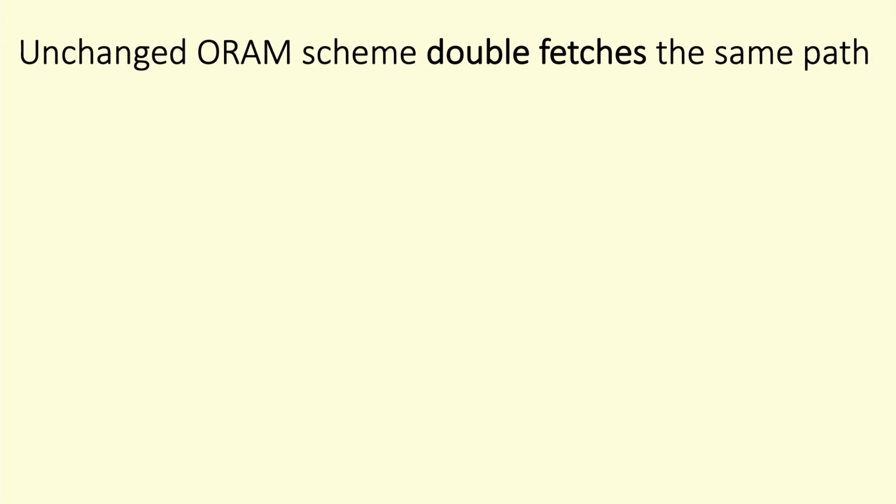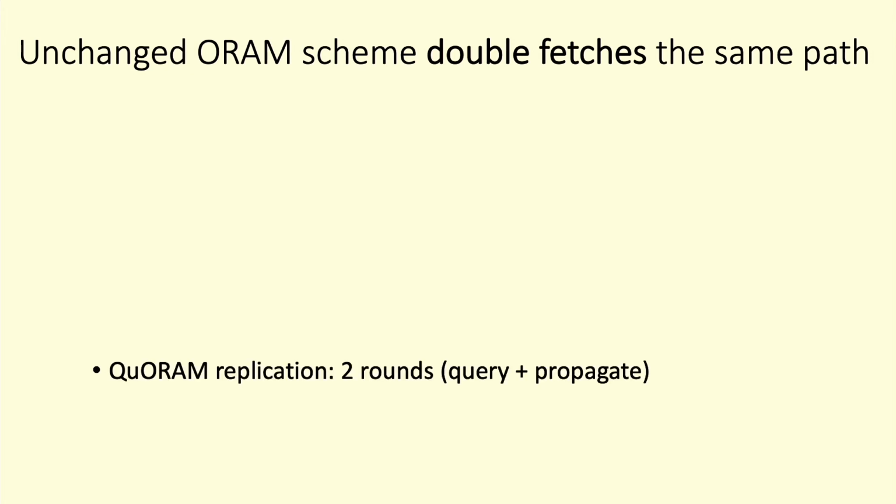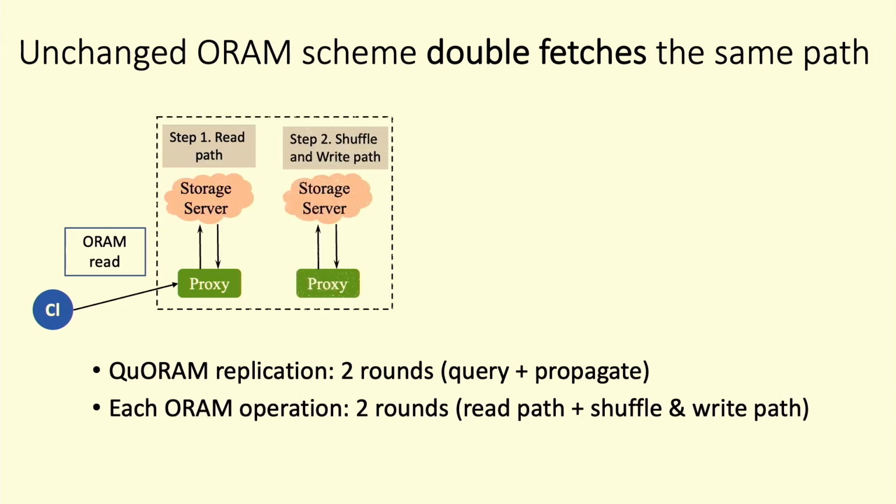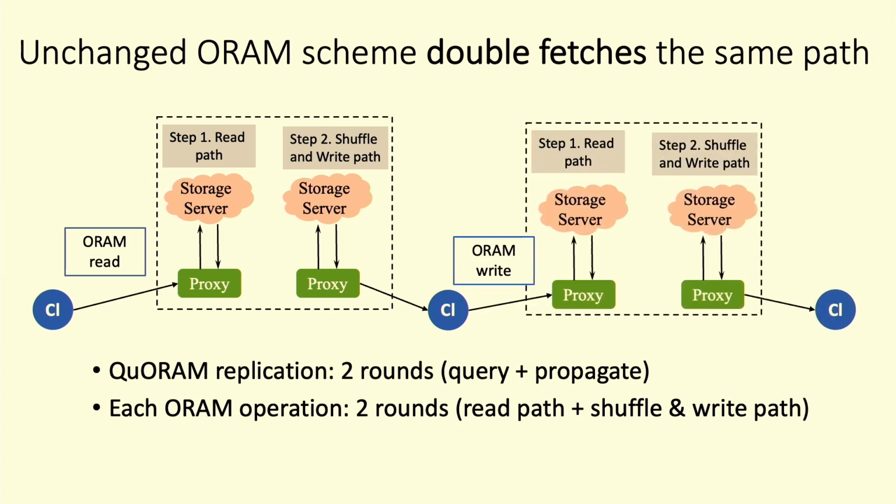To see why this is the case, let's recall that QuORAM's replication happens in 2 rounds. In the first round, when a client sends an ORAM read request to a proxy, an unmodified ORAM would read and write the data for this request. And when a client sends the corresponding ORAM write request, a proxy again will read and write the data, essentially incurring 4 rounds of communication, 2 of which are completely unnecessary.